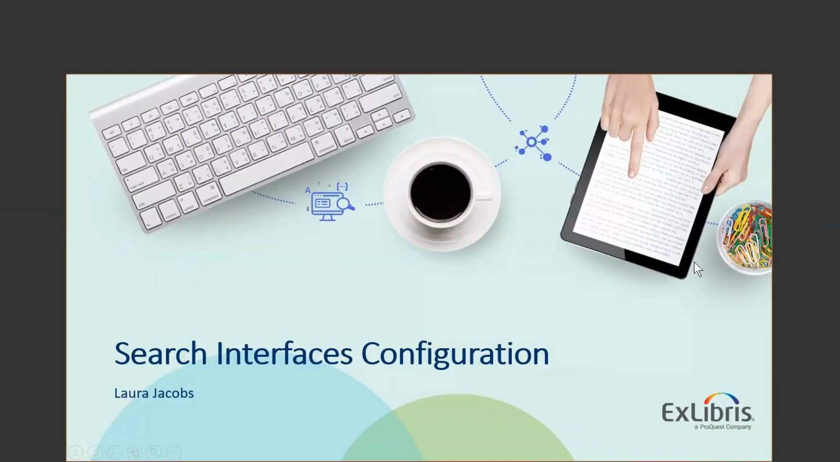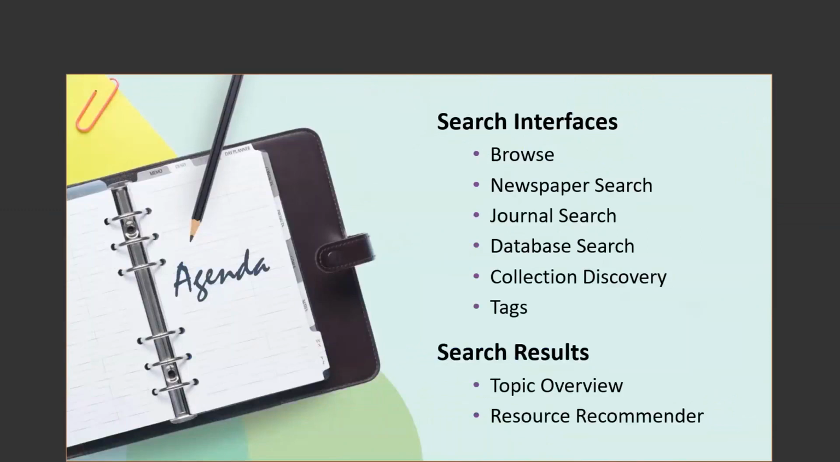So we are learning about search interfaces configuration today. And today we are going to focus on a handful of optional features in Primo VE. Some of these have been in Primo for a while, like browse and newspaper search, are familiar for folks who were on Primo Classic also.